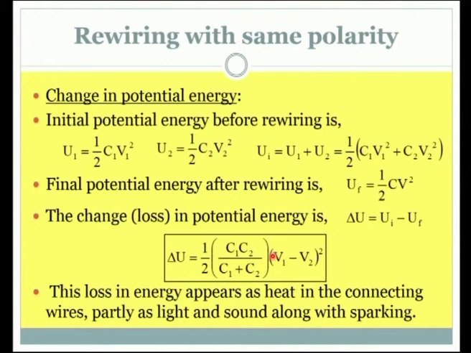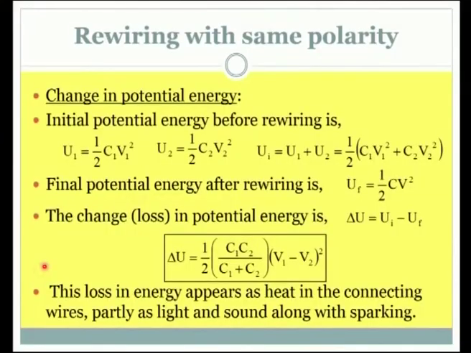That means, when the rewiring is done, charge flows from one capacitor to the other capacitor. So, there is a loss in potential energy because of Joule heating. That is why the initial energy is found to be higher and the final potential energy is found to be lesser. When we find the difference, we are getting the positive value. So, let us make the last statement. This loss in energy appears as heat in the connecting wires, partly as light and sound also with the sparking.